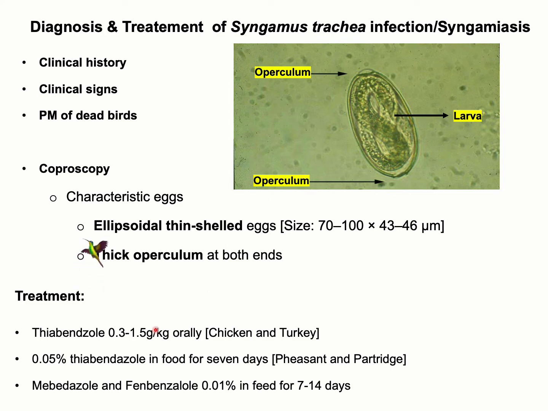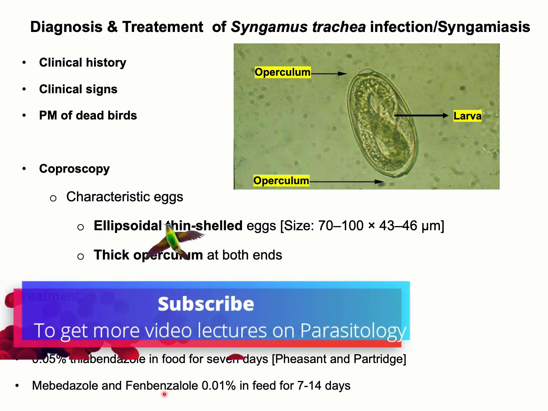Treatment of Syngamus trachea infection or Syngamiasis. Different anthelmintics such as thiabendazole, mebendazole, fenbendazole, etc. can be prescribed for the affected birds.